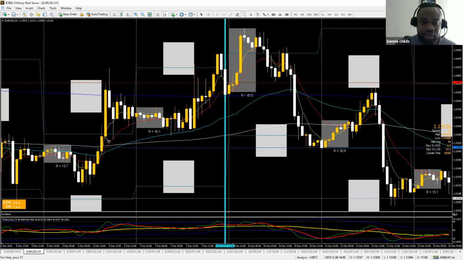So here, let me show you this Fibonacci. With the Fibonacci tool, you want to go in the direction that the market was going. This is a bullish candle, so we want to go up.